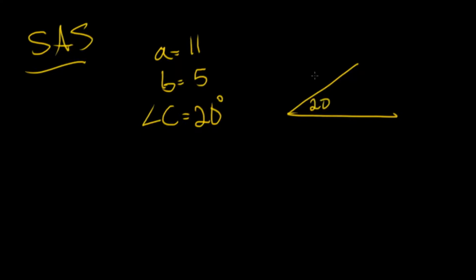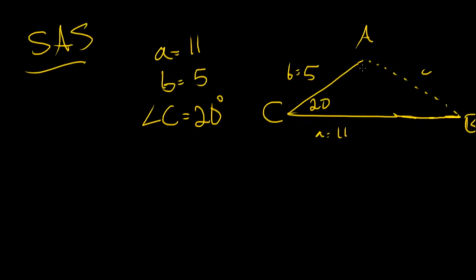So we're going to go ahead and write 20. A is 11. I'm going to make this a little bit bigger than the B because B is only 5. So my B is about half the size of my A. A equals 11, B equals 5. Then I have this other side. That's going to be our C. So we have angle C over here, angle B over here, and angle A over here.